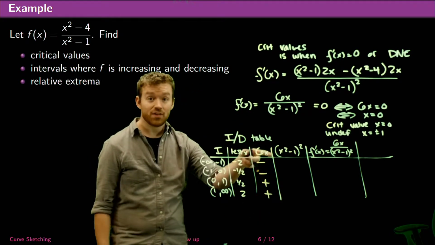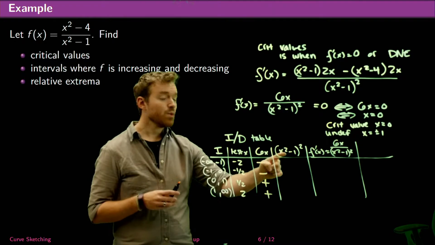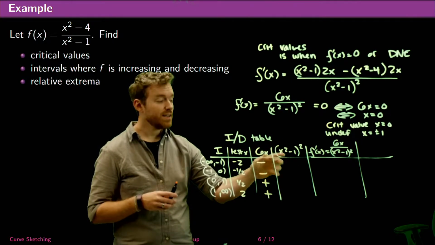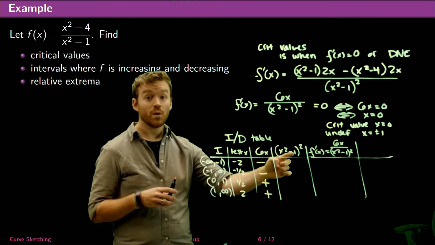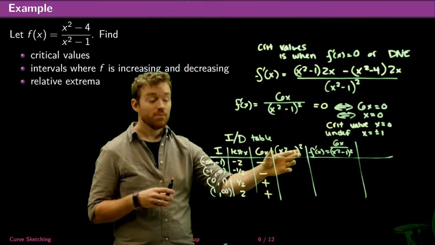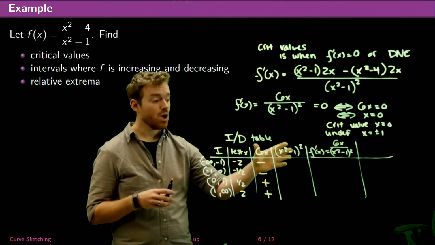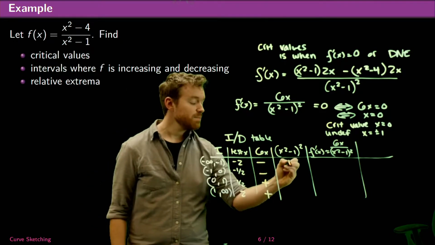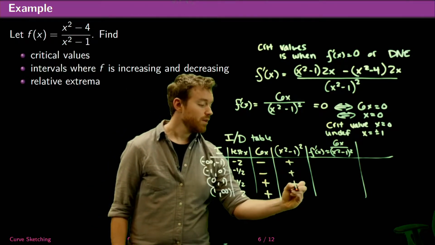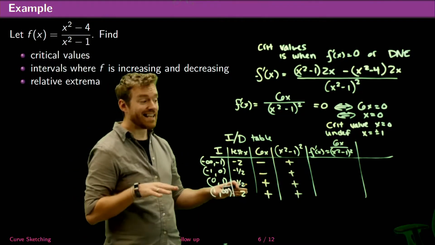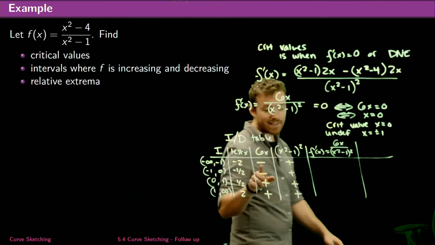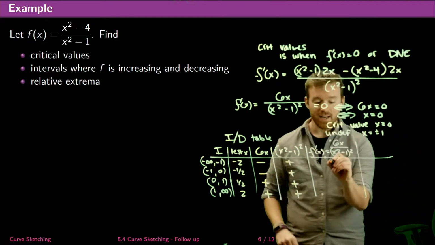Here's where this method actually really shines. X squared minus 1, no matter what it is, as long as it's not 0, and I've excluded those points here, is always positive, right? Take a number, square it. That number is either 0 or positive. And so I know that this thing is positive down the board. And so I only have to know what's happening with 6x. That's it.